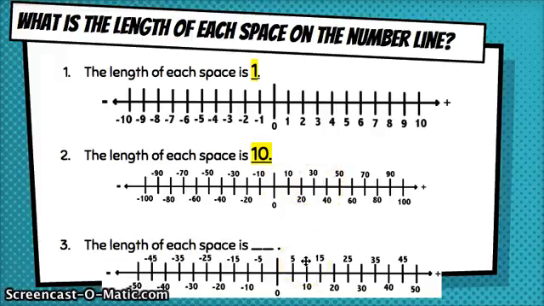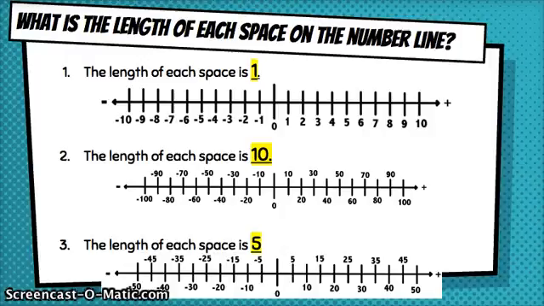Using that same idea, if I look at this next one, I can see that whether I decrease to the left or increase to the right, I'm skipping by 5s. Look here: -5, -10, -15, -20. Each time it's decreasing by 5. And same thing this way, increasing, it's increasing by 5. 5, 10, 15, 20, 25, and so on. I'm counting by 5s, so the length of each space is 5.